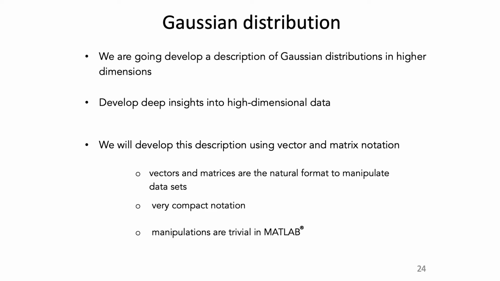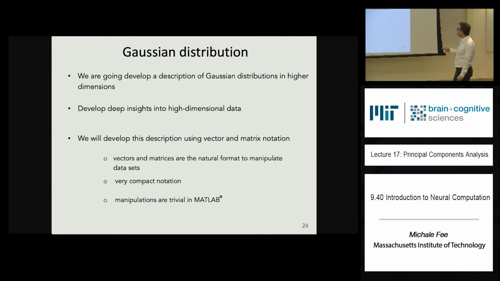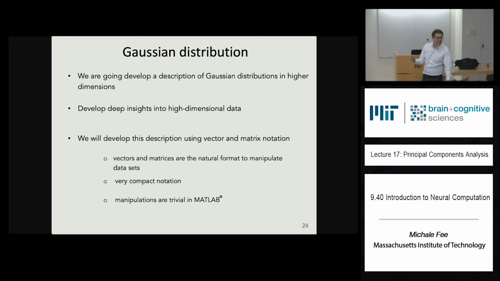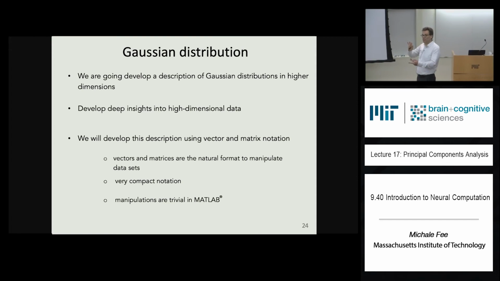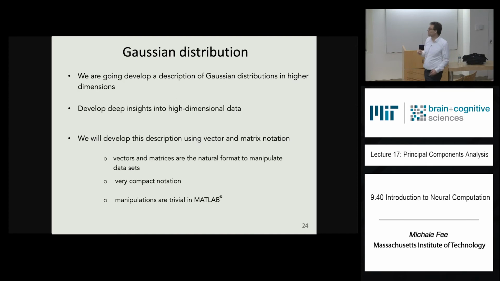We're going to develop that description using the vector and matrix notation that we've been developing all along. Okay? Because vectors and matrices are a natural way of manipulating data sets, of doing transformations of basis, rotations, and so on. It's very compact, and those manipulations are really trivial in MATLAB, okay, or Python.